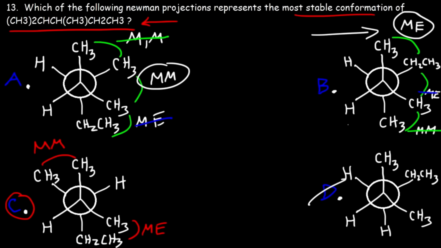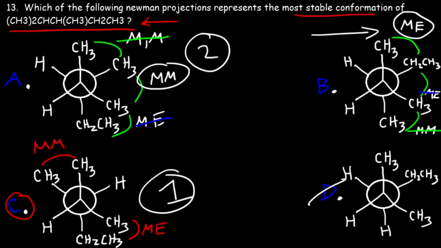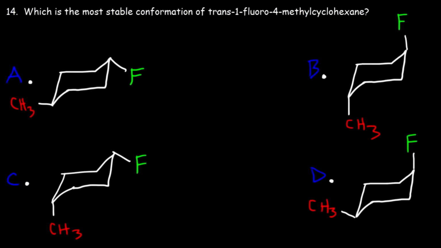So if we had to rank it, C would be number 1. It's the most stable. Then A would be number 2. It's the second most stable. And B would be number 3. It's the least stable out of what's listed here due to the extra methyl-ethyl interaction. And we can't compare D because that represents a completely different compound. But C is the right answer for this problem.